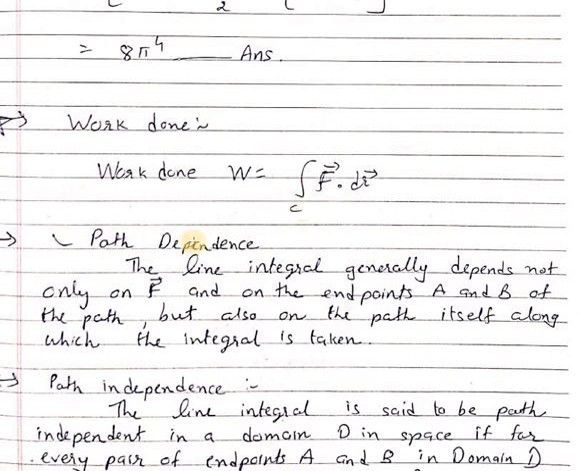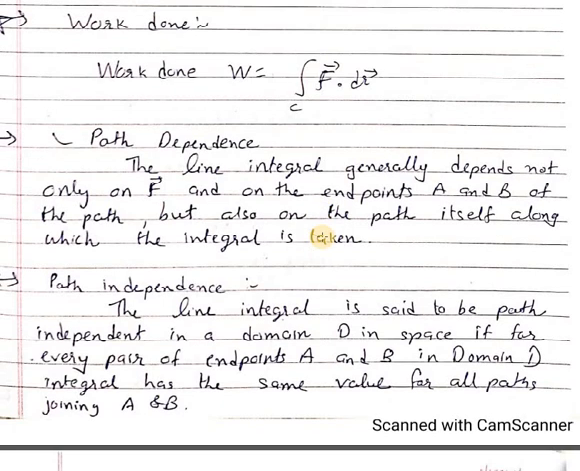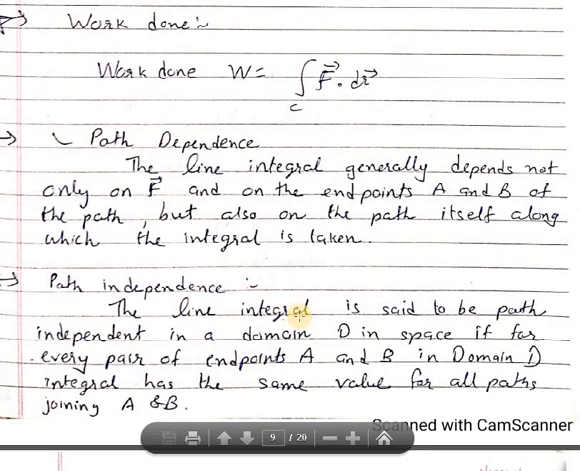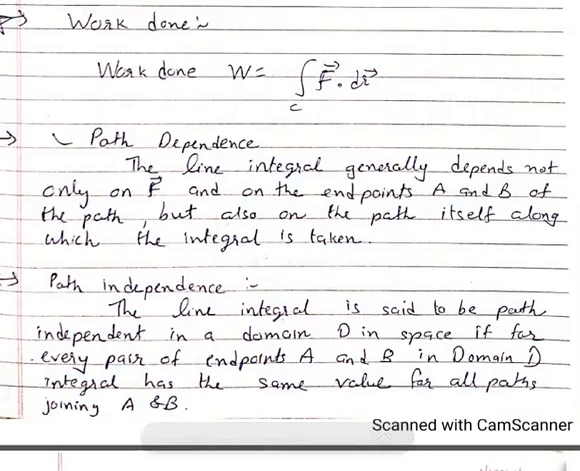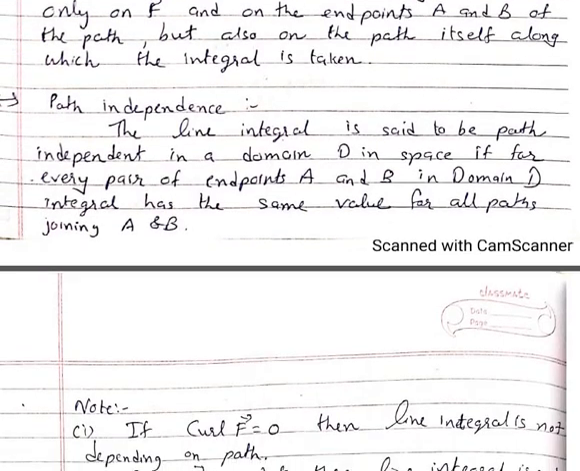Then it is called path dependent. But if your integration is not depending on path, that means for any two fixed endpoints, your integration of F dot dr remains the same for all paths joining those two points, then that integration is called path independent. Okay, now we are going to check the examples.